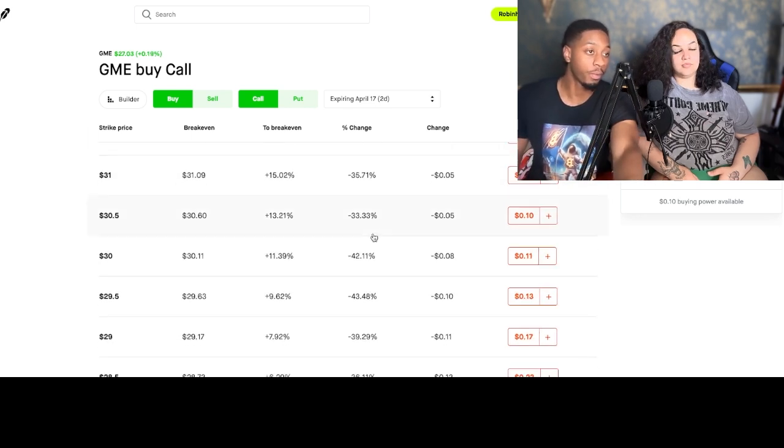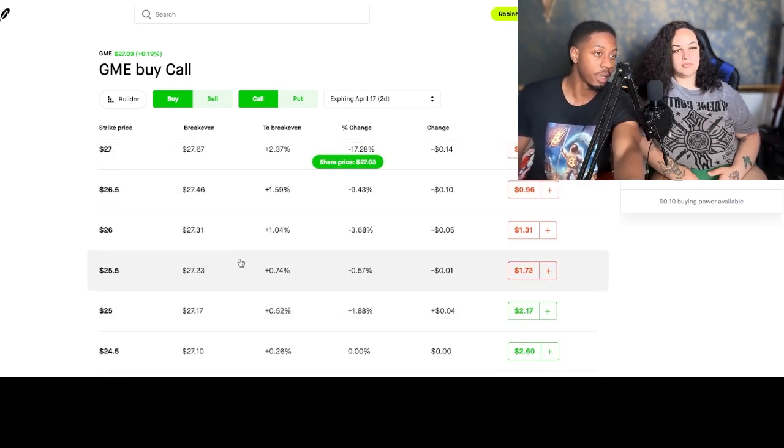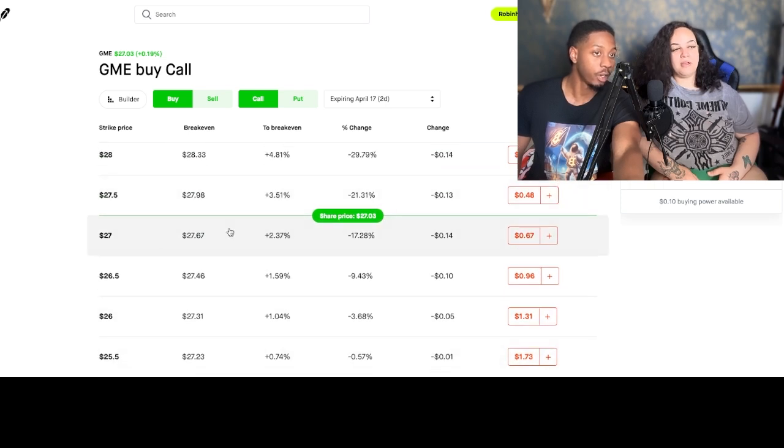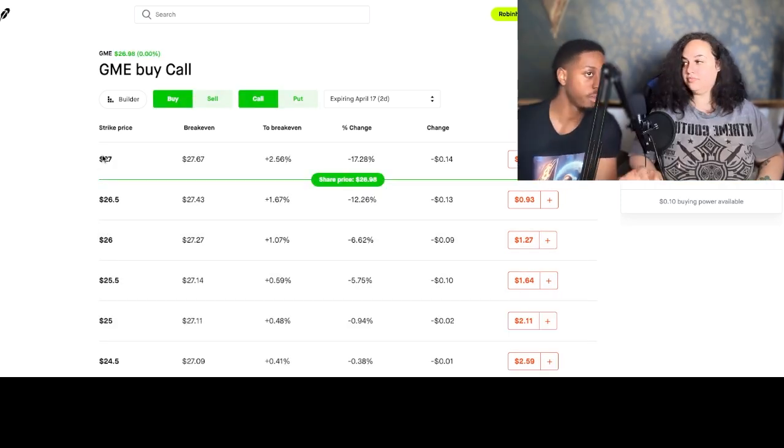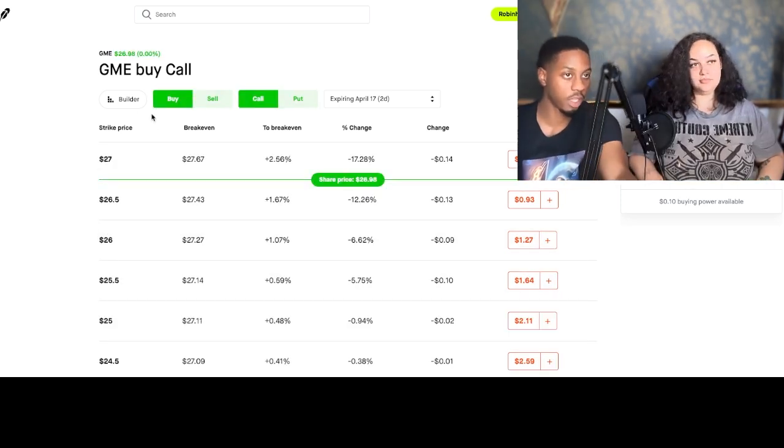But if you want to profit faster, it's always good to get them in the money. That's why there's a line right here. Oh, it tells you. There's a line right here that shows you the in the money options. So anything below $27.